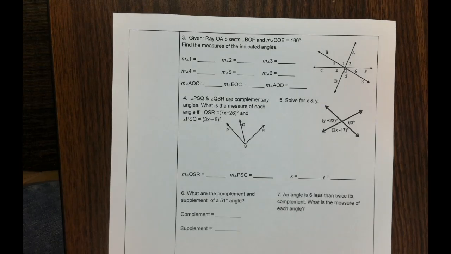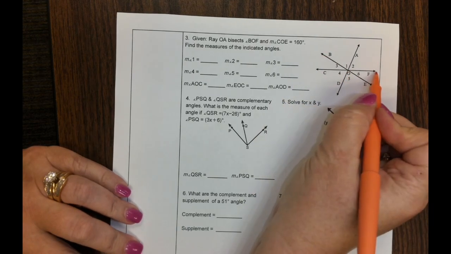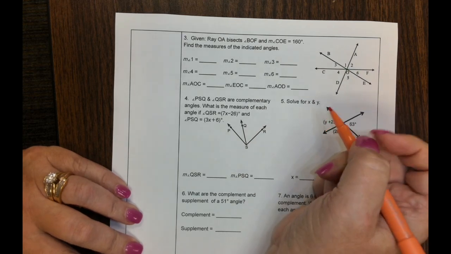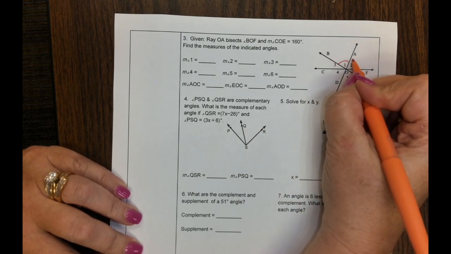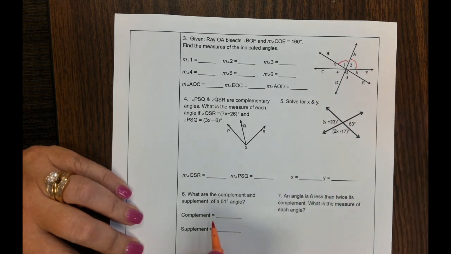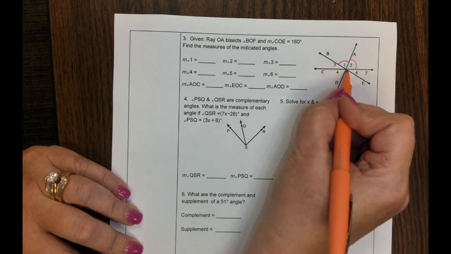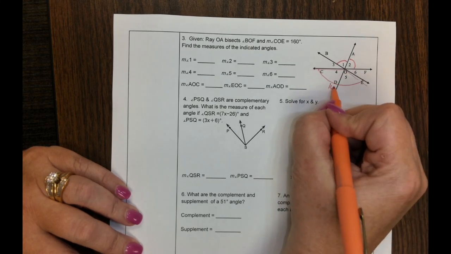So what you want to do is start with the information that you were given. Ray OA bisects angle BOF. So if we find angle BOF, here it is, ray OA bisects it, which means it cuts that angle in half. That is important to us because angle 1 is congruent to angle 2. Angle COE, so here is angle COE right here, is in total 160 degrees.